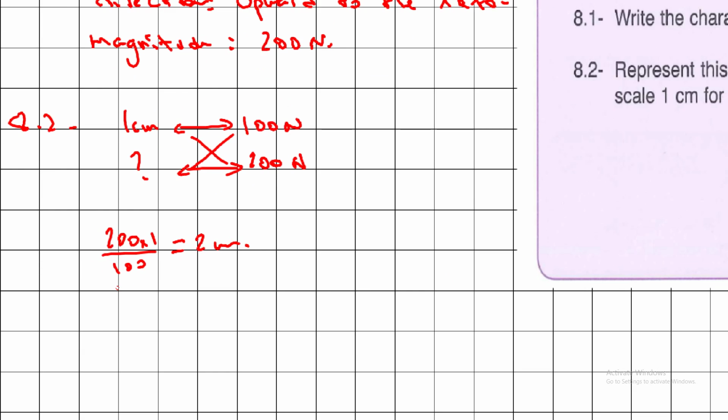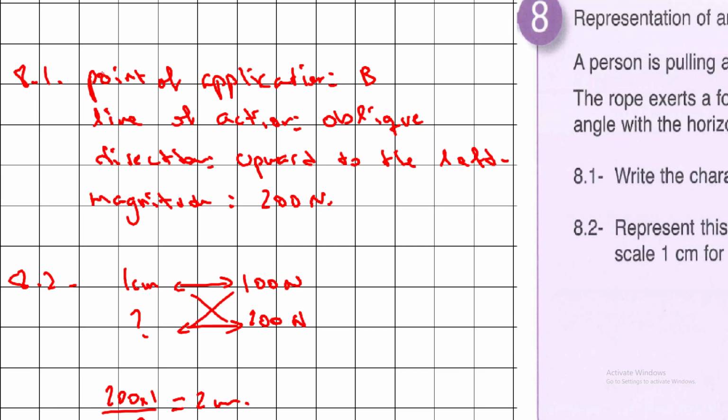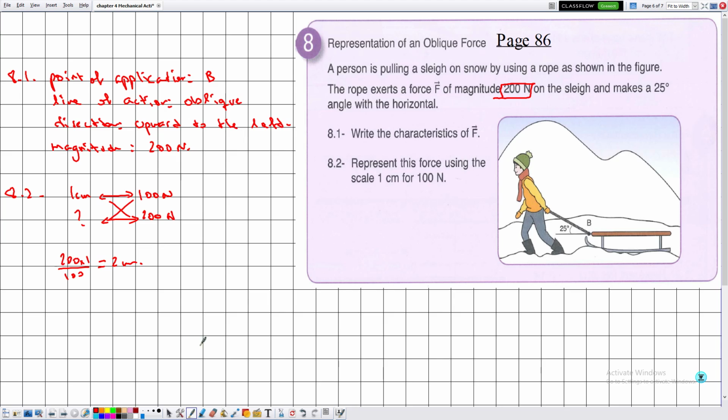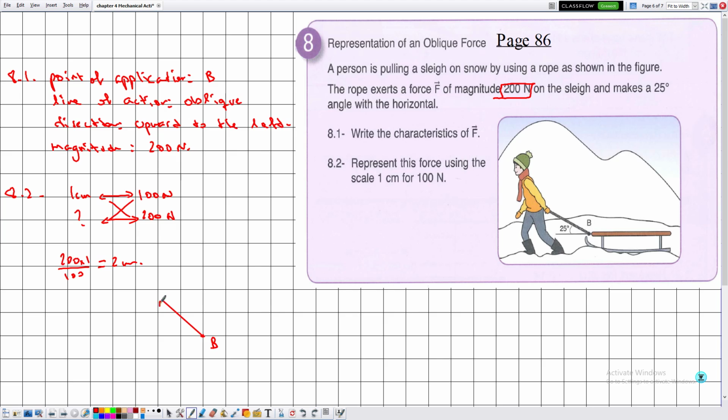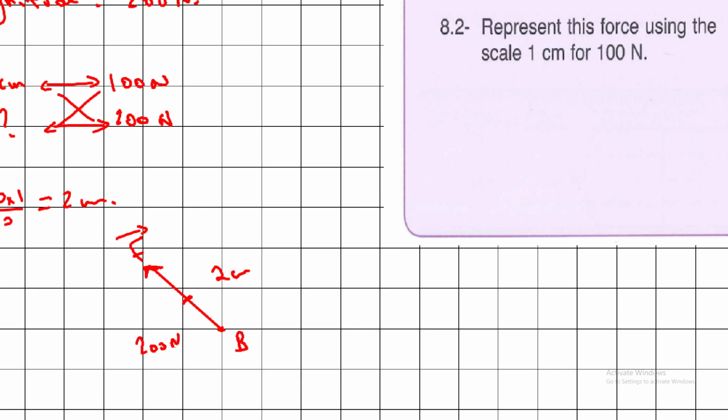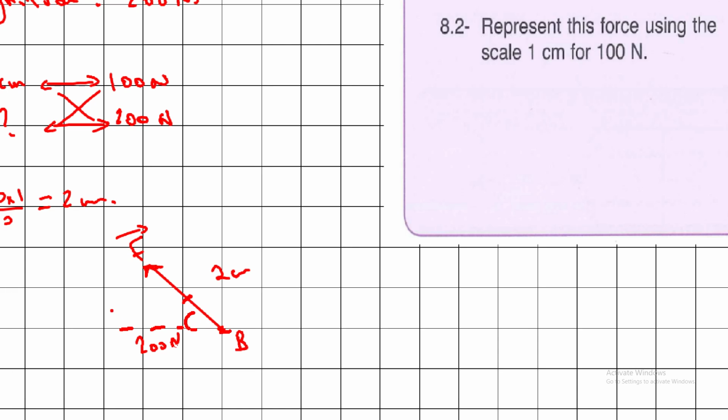Now after we have determined the length of this vector and we know the other properties, we can represent this force. So this is the point B. The force F vector is represented upward to the left, oblique, and here we need to make sure that the length of this vector is 2 centimeters, worth of 200 newtons according to this scale, and the name of this vector is F. Okay, so for sure this angle here with the horizontal is given by 25 degrees.